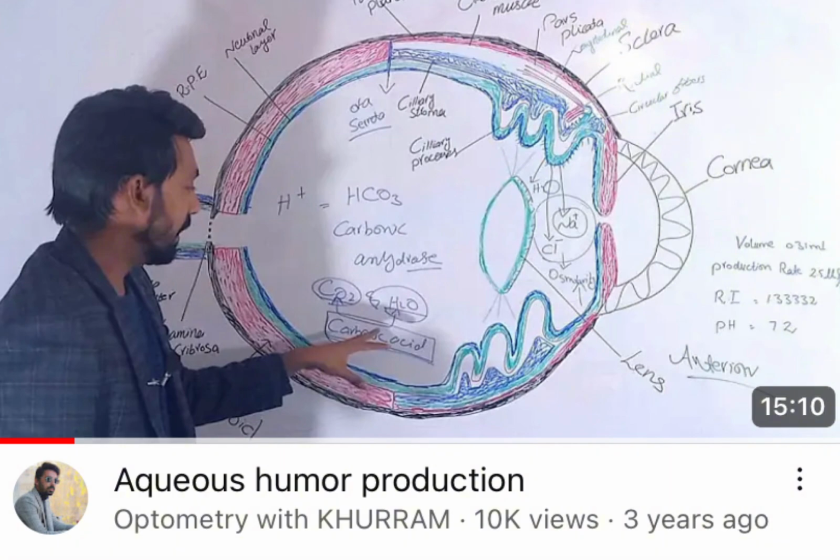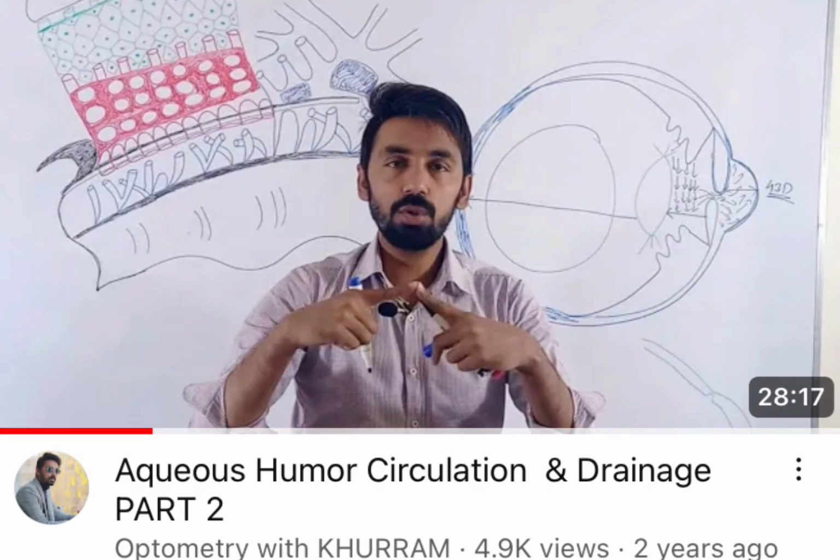And the next vital, essential function of the ciliary body is the production of aqueous humor. I have a detailed lecture on the production of aqueous humor, the circulation of aqueous humor, and the drainage of aqueous humor. The link is in the description. You can watch it if you want, but after this lecture. So these are two important and vital functions of the ciliary body.